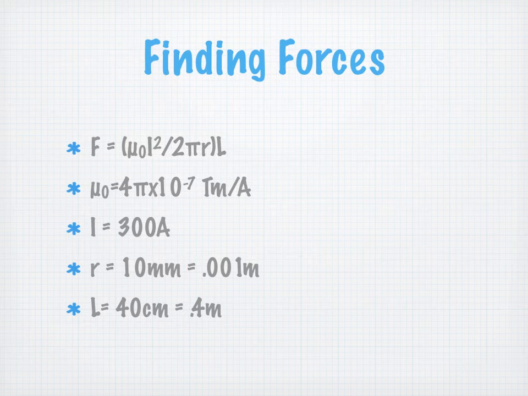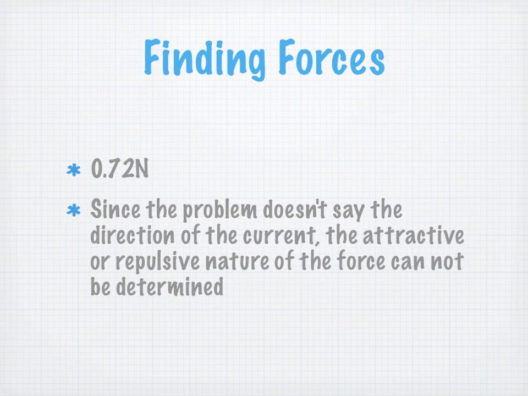So then we take our information, plug it in, mu naught times 300 amperes squared divided by 2 pi times 0.01 meters. We take that answer, multiply that by 0.4, and we get our final answer of 0.72 newtons. Again, since this problem does not say direction of the current, the attractive or repulsive nature of this force cannot be determined.